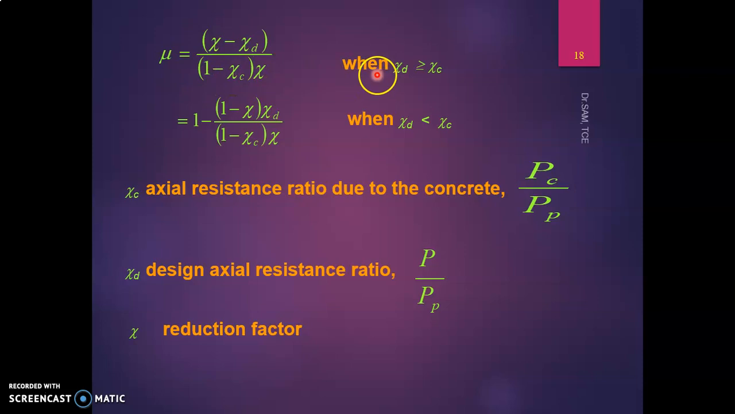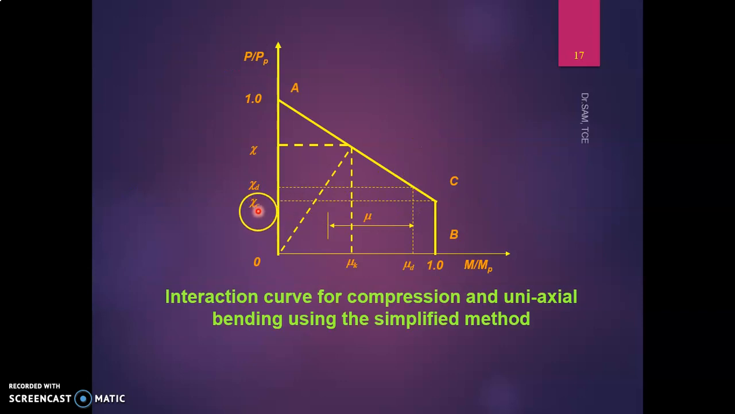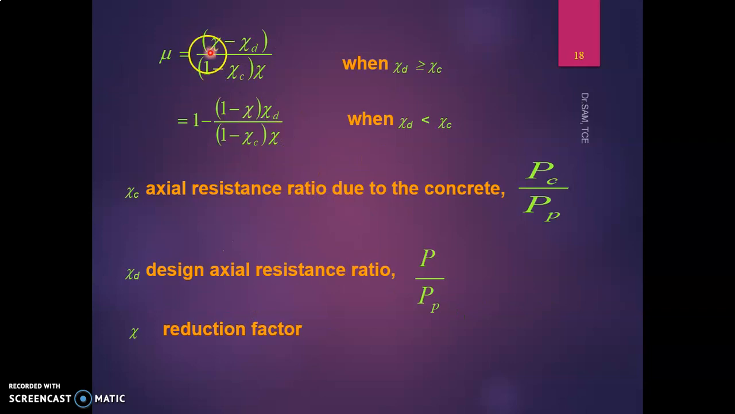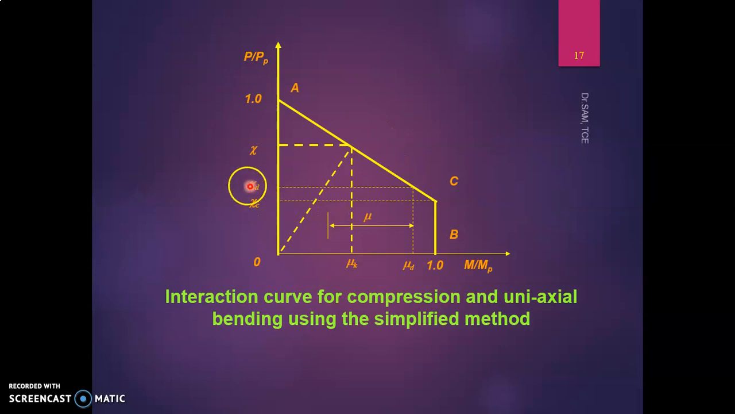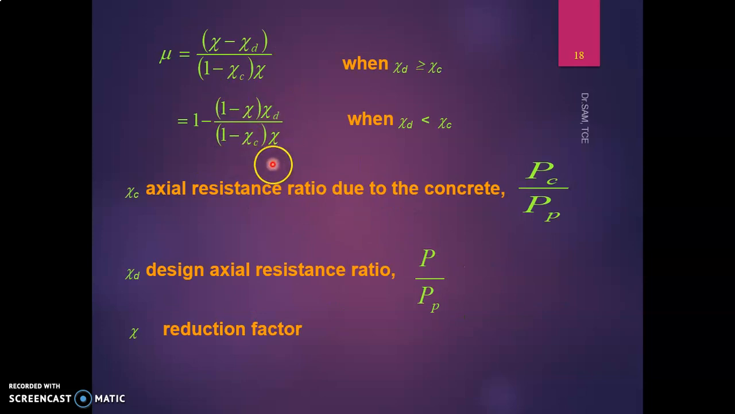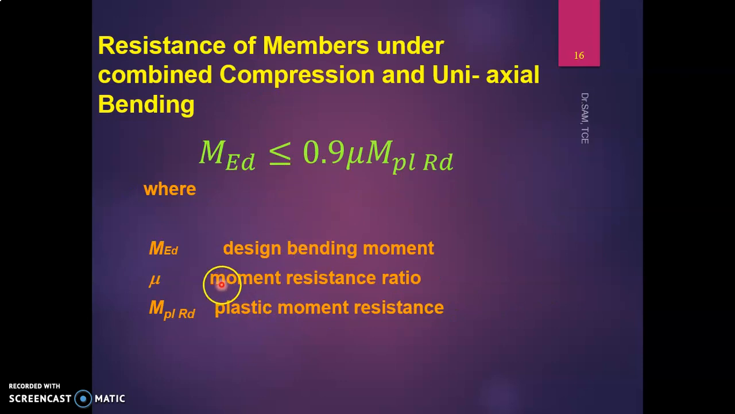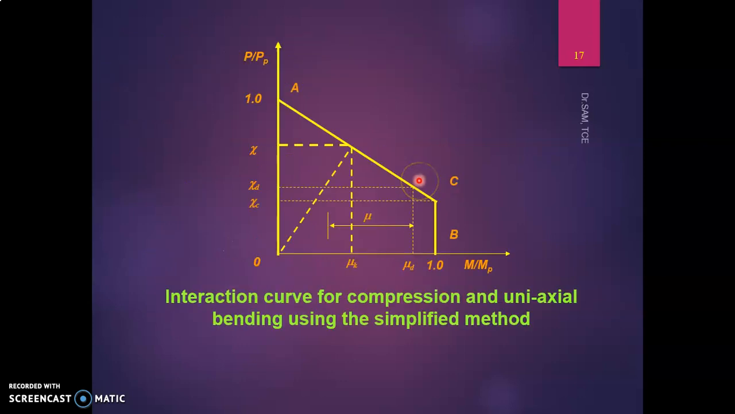This expression holds good only when your chi d is greater than or equal to chi c. That means when your chi d is greater than chi c, then your mu will be given by the first expression. If your chi d is less than chi c, then your mu will be given by this other expression. So using this, you can calculate the moment resistance factor mu. With this mu, you can calculate the resistance of your column under uniaxial bending.